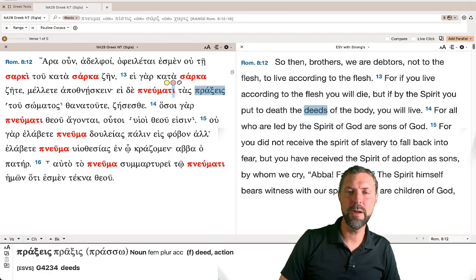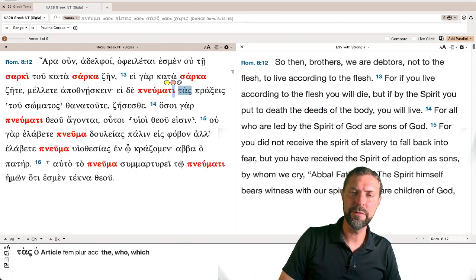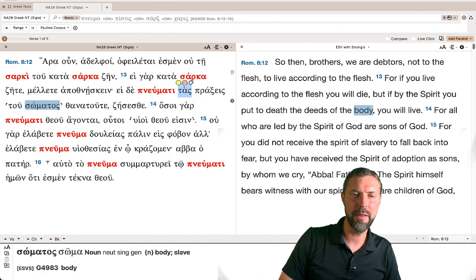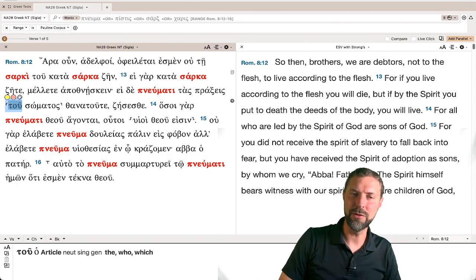Okay, so "if by the Spirit, the deeds of the flesh," or the actions of the flesh. It turns out actually this is also a third declension noun, and this is a feminine plural accusative. You could be helped there because the article is your friend, and so it makes sense as a feminine plural accusative. "So the actions of the body you are putting to death." Here, this is also a third declension noun. This is also neuter. The article is your friend. It'll help you immediately recognize neuter singular genitive, the actions of the body.